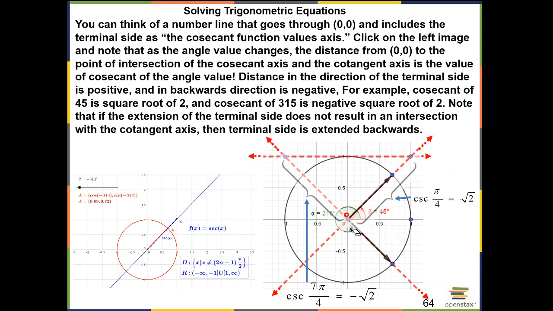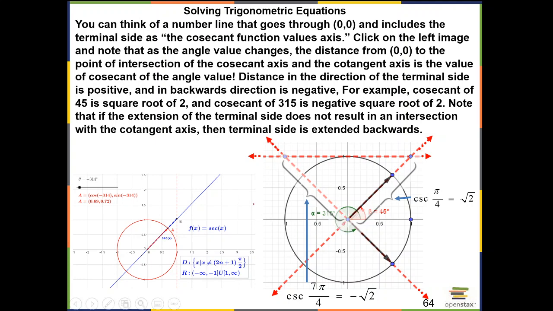Now, what about an angle that is over here? Well, if the angle is over here, then you don't get anywhere if you go this way. So you go the other way, backwards. You hit the cotangent. Then the distance from here still is cosecant, but it is negative. Why? Because you go backwards. So if you extend the terminal side backwards and find the distance, that's negative.